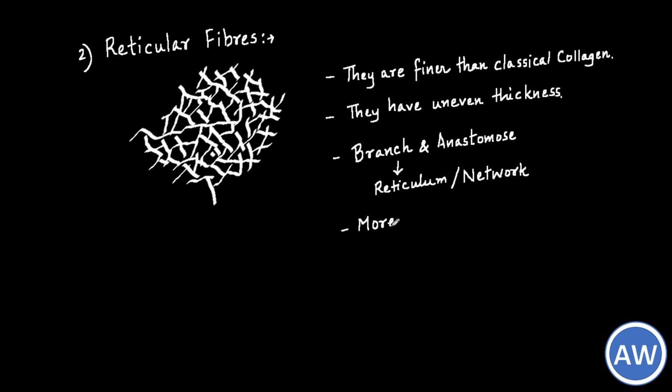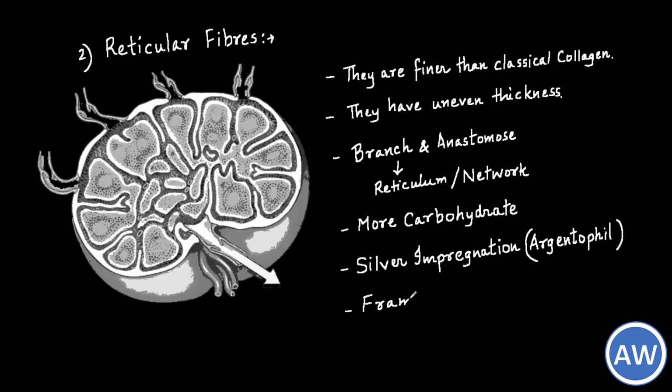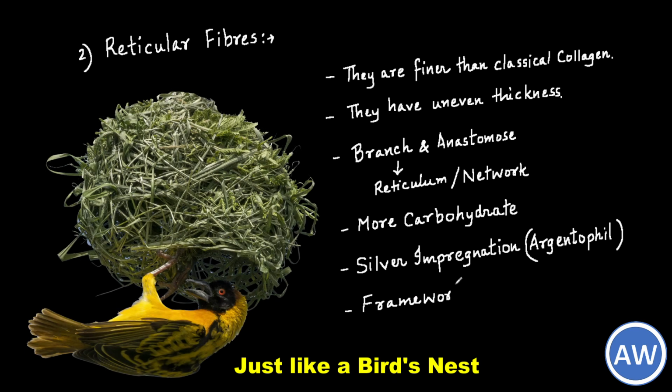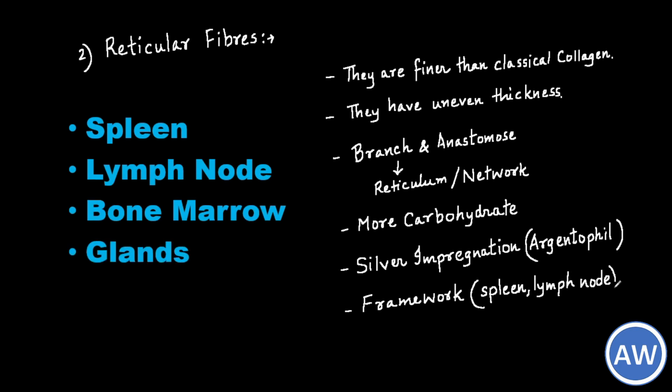The reticular fibers contain more carbohydrates than the type 1 fibers, and for this reason, they can be stained specifically by silver impregnation, which renders them black. Therefore, they are also called argentophil fibers. Reticular fibers provide a supporting network in many situations. These include organs like the spleen, lymph nodes, and bone marrow, and most glands, including the liver and kidneys.